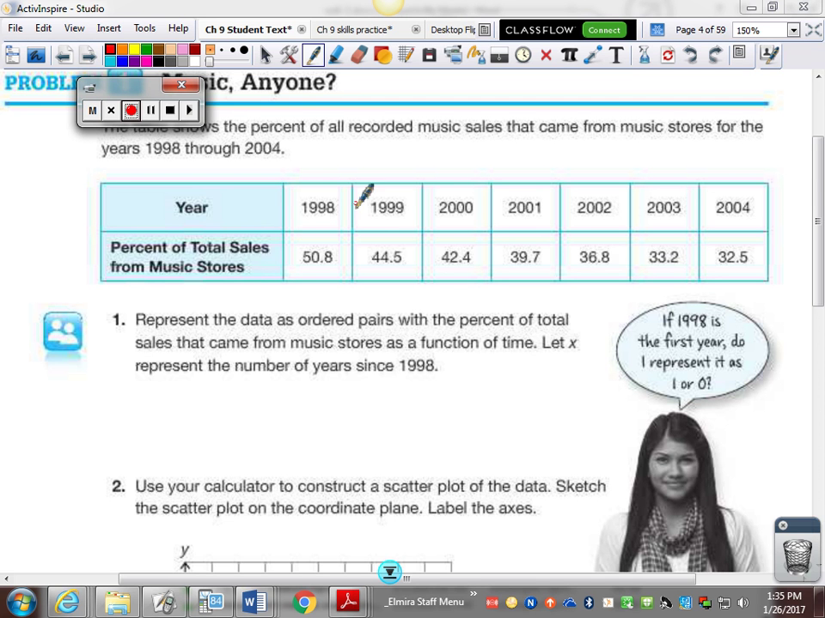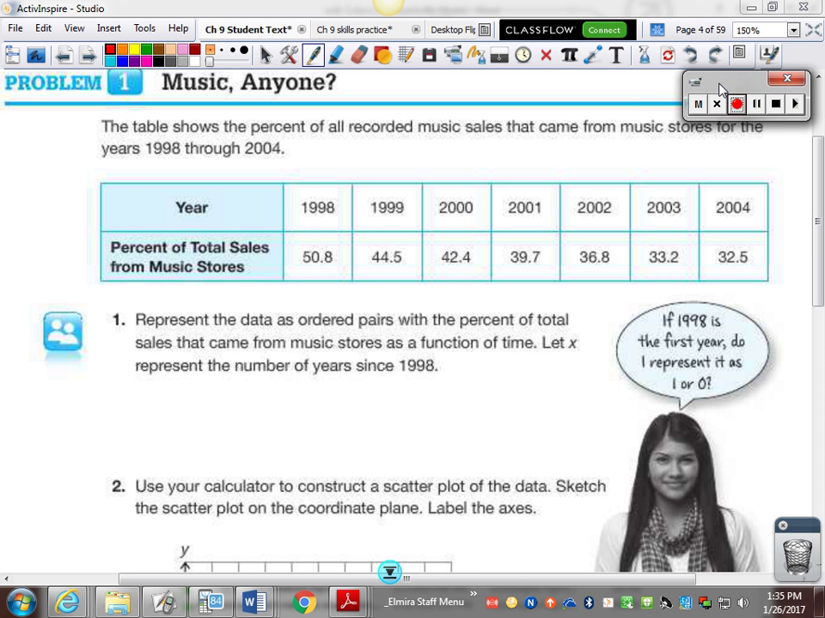Hi guys! Getting into chapter 9 now, which is still statistics and data. In 9.1 in your textbook, you see this chart that represents years starting in 1998 and moving forward 1 year at a time till 2004, and then percent of total sales from music stores.